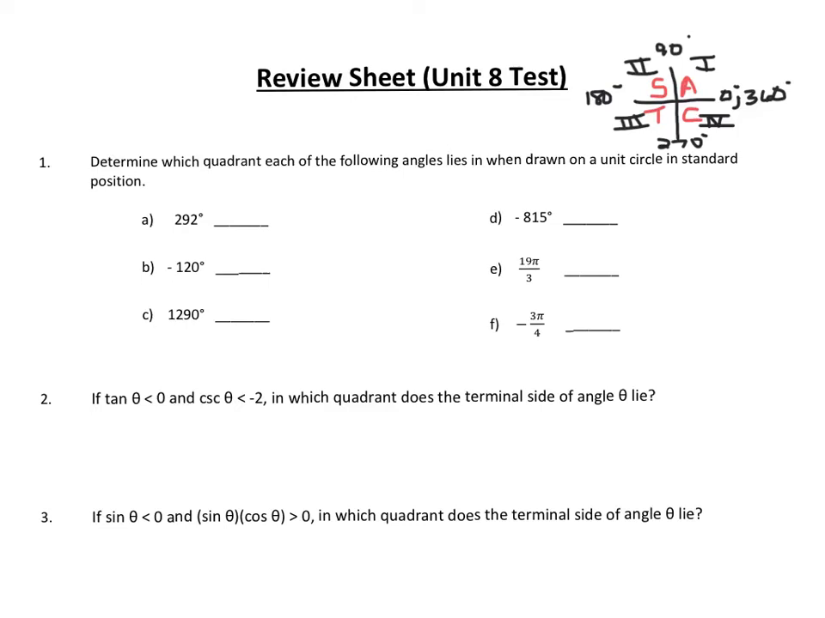Okay, so number 1 wants us to determine which quadrant each of these angles lie in. So letter A, 292 degrees. Well, that lies between 270 and 360, so that would be in the 4th quadrant.